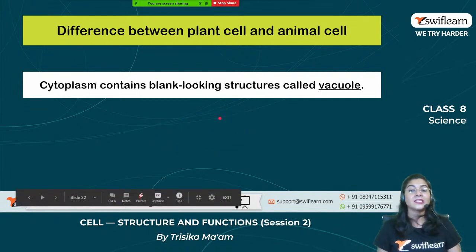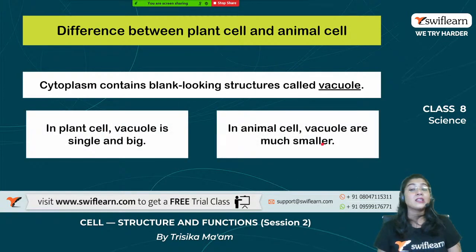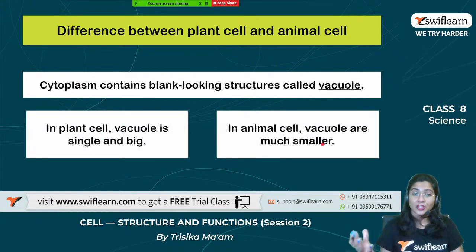Cytoplasm contains the vacuoles. Okay, vacuole is one of the cell organelles. So how is the vacuole present within the plant cell and the animal cell? This is the first basic difference. See, the plant cell is having a large vacuole.